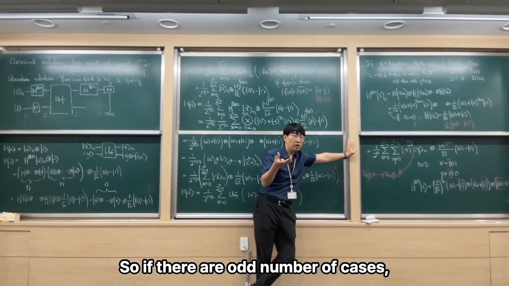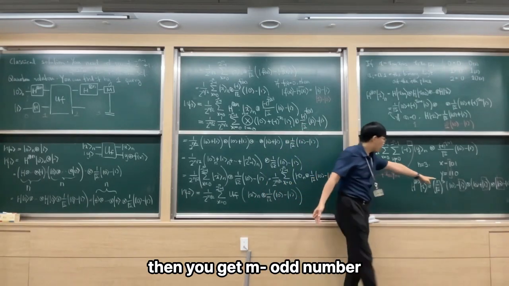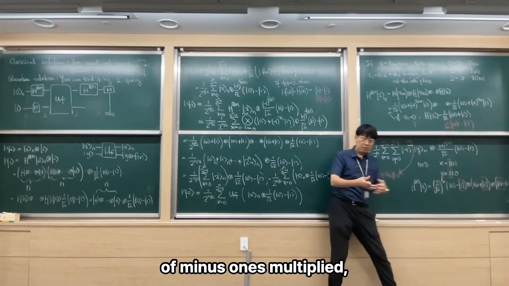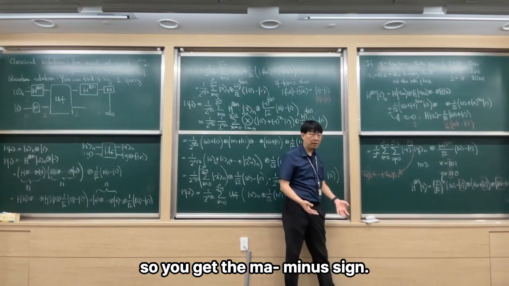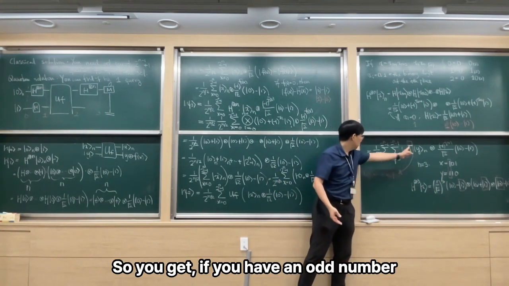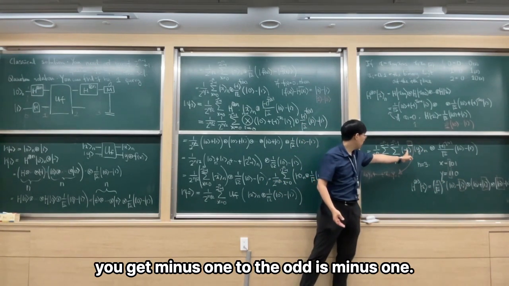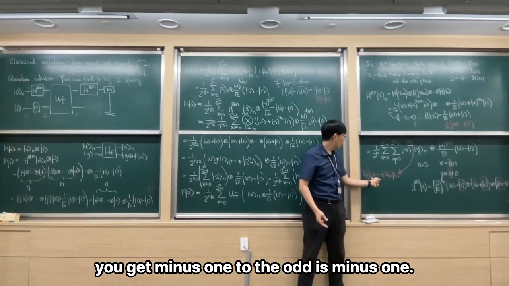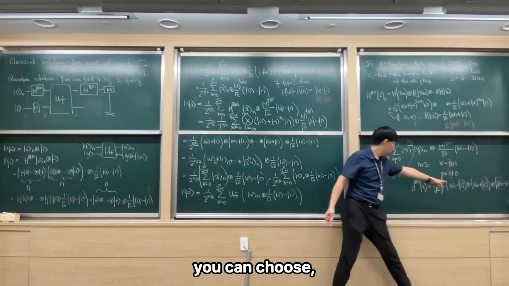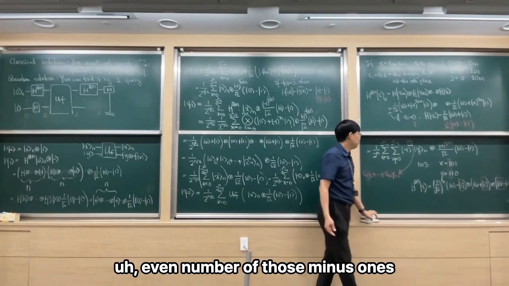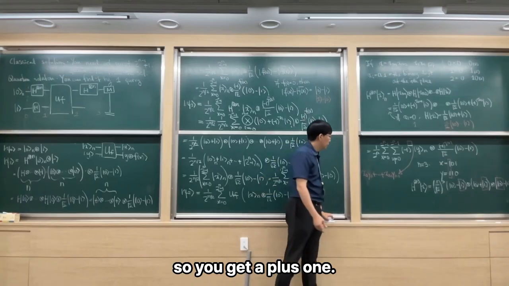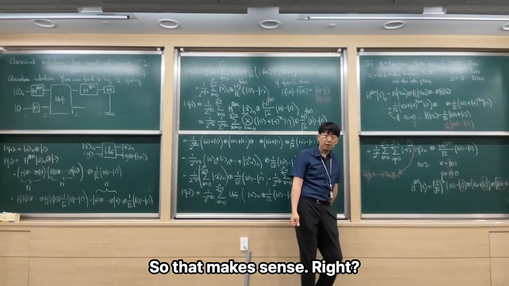If there are an odd number of cases, then you get an odd number of minus ones multiplied, so you get the minus sign: minus 1 to the odd is minus 1. And if you have an even number of cases, you choose an even number of those minus 1, so you get a plus 1. So that makes sense, right?